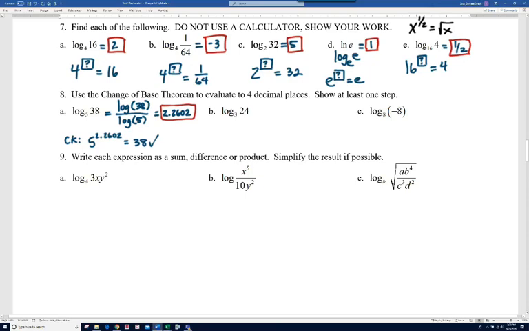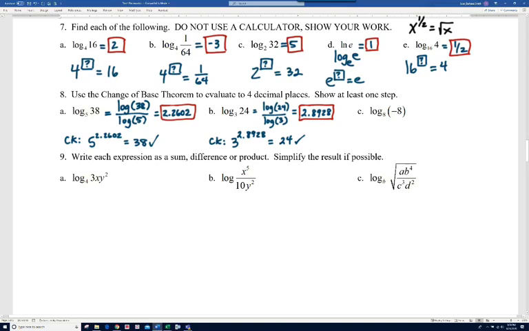All right, on B, this would be the log of 24 over the log of 3, and you should get 2.8928. And again, you can check this by saying, okay, 3 to that power should equal 24, and you can check that that's the case.